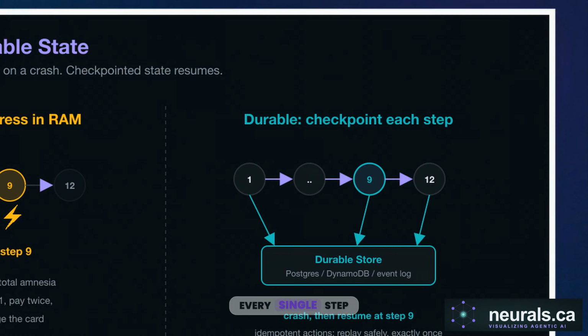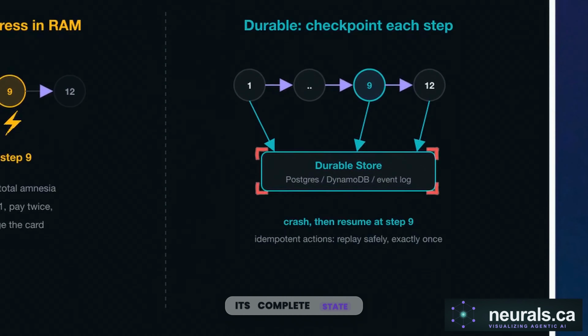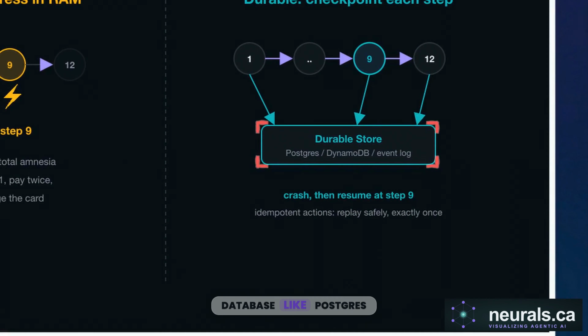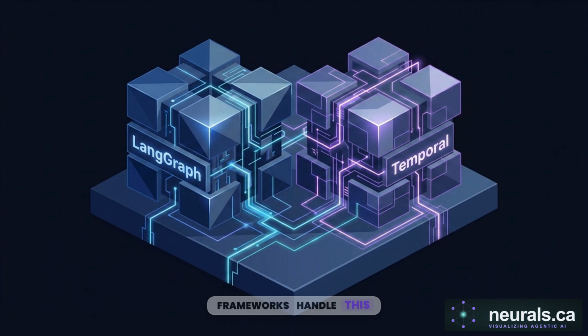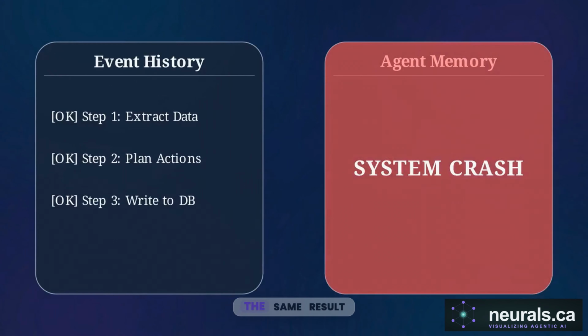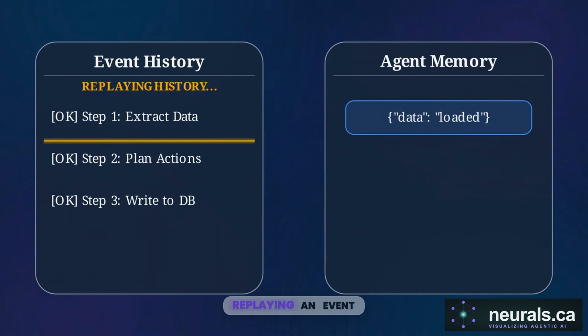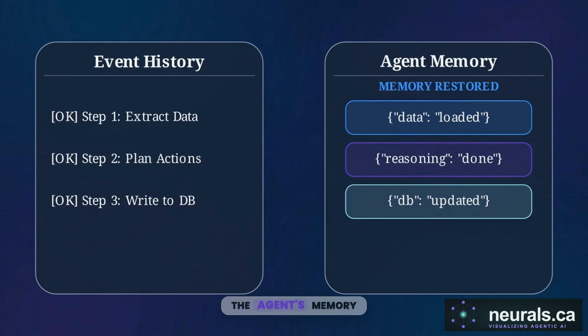After every single step, the agent writes its complete state to a durable database, like Postgres or DynamoDB. Modern frameworks handle this out of the box. LangGraph 1.0 ships with built-in checkpointers, while tools like Temporal achieve the same result by recording and replaying an event history to rebuild the agent's memory.